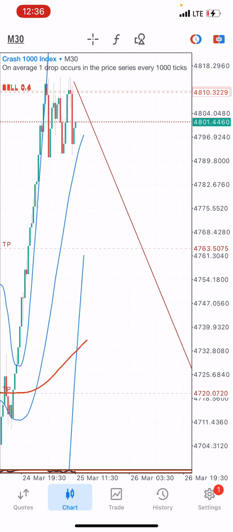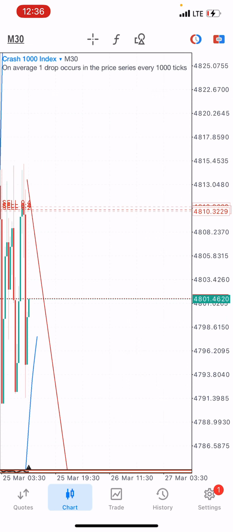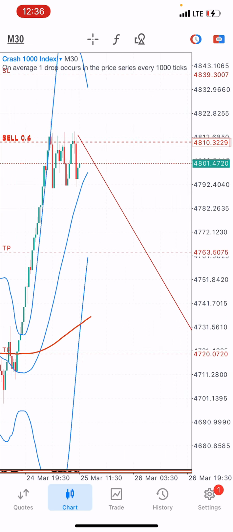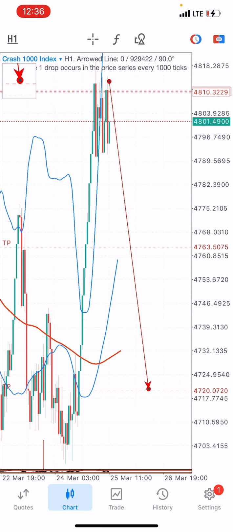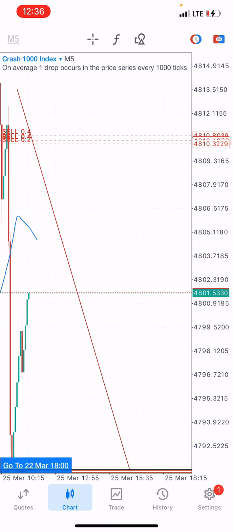So Crash 1000, what's my reason for Crash 1000? Crash 1000 is one of the assets I love trading because it spikes really good. But what's my reason for this trade today?